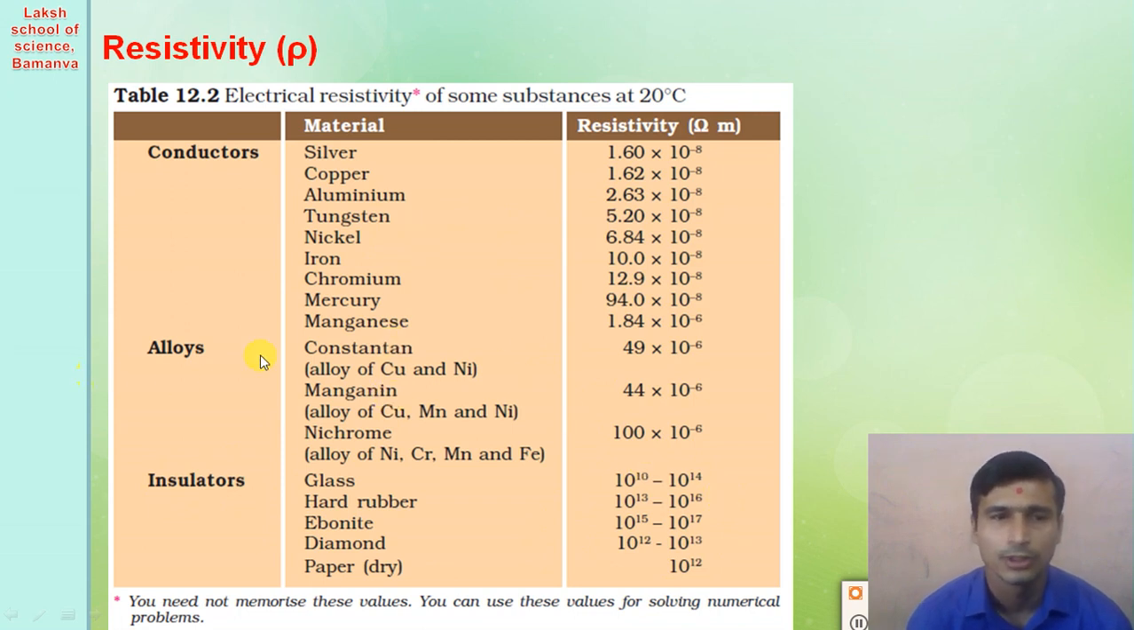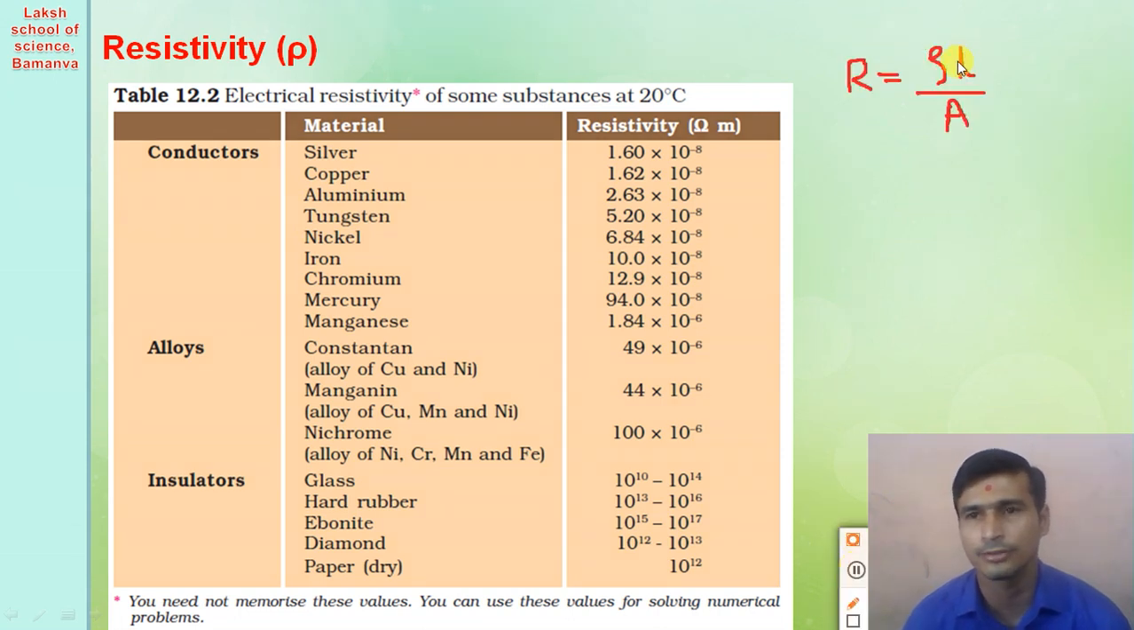So alloys and conductors are good conductors of electricity, whereas insulators like glass, rubber, ebonite, diamond and paper are bad conductors of electricity. Here the conductors silver, copper, aluminium, tungsten have a low value of resistivity, so they are good conductors of electricity. So dear students, we can easily calculate the resistance of any conductor having a length L and cross section area A.